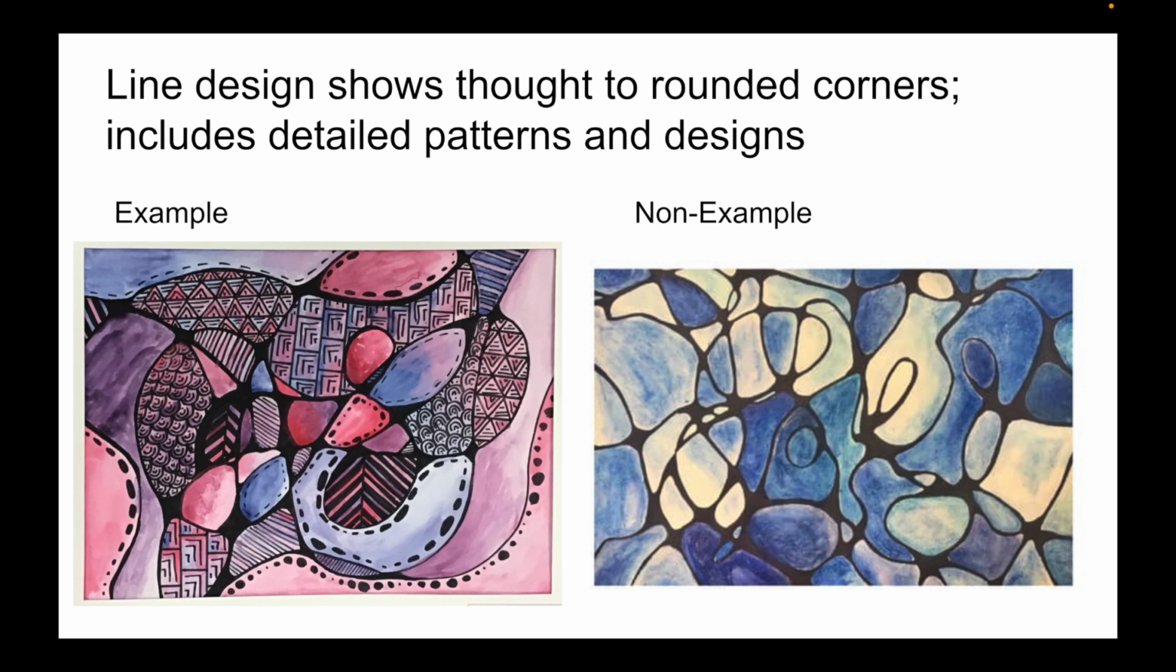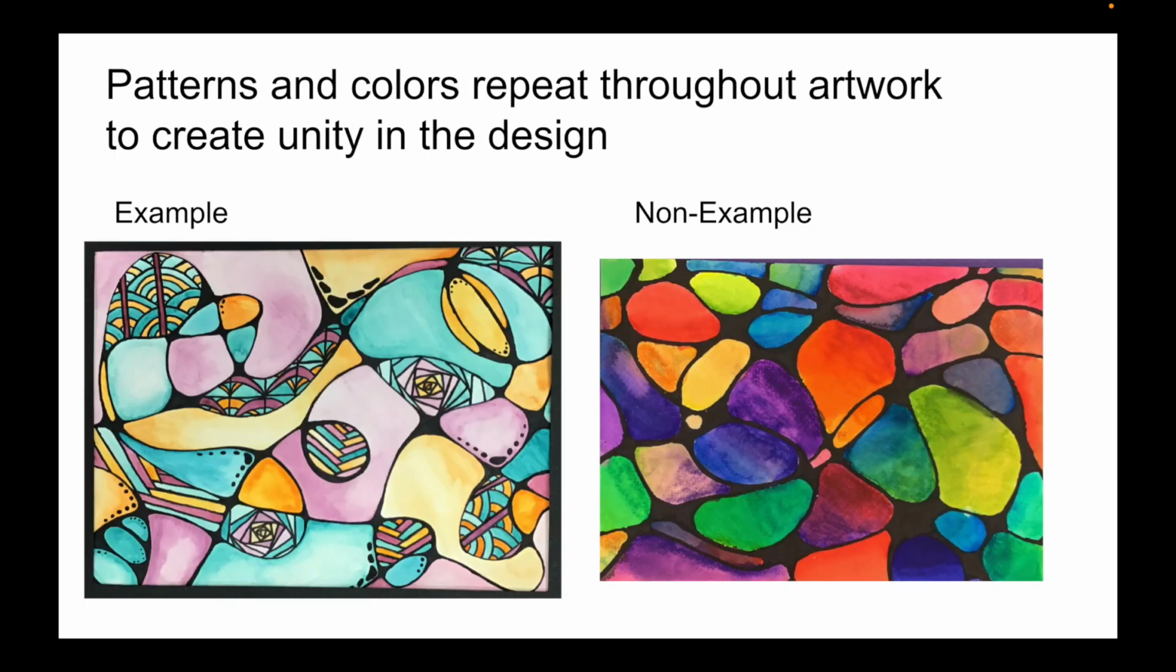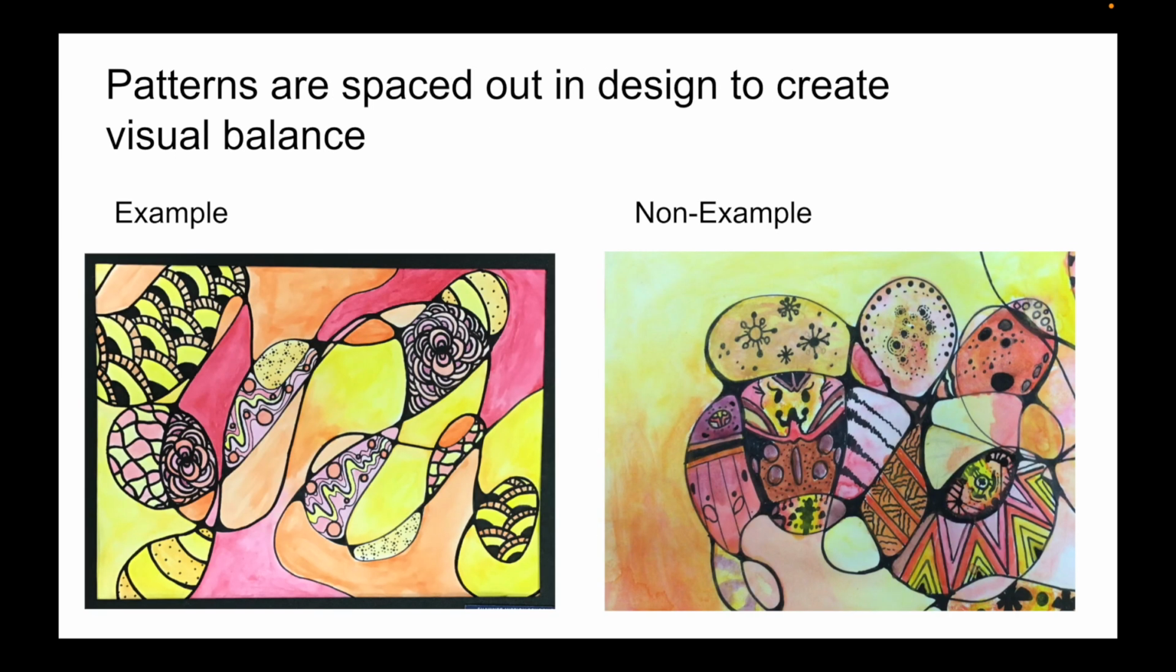The image on the left is an example of what to do. The image on the right is an example of what to try and avoid. Your pattern should repeat throughout your design to help create unity in the design. Your patterns should be spaced out throughout your design to help create visual balance. They should not be all clumped together in one area in sections right next to each other. You do not have to fill in every section of your painting with designs.